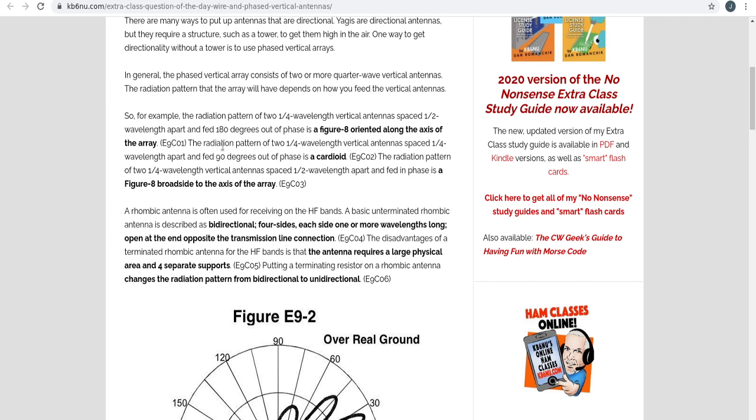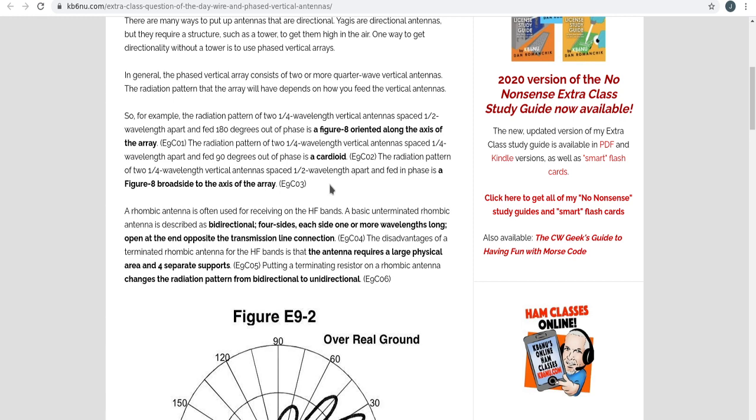If the radiation pattern of two quarter wavelength vertical antennas spaced a quarter wavelength apart, fed 90 degrees out of phase, is a cardioid, and that is one of the questions because I've seen that question before. And the radiation pattern of two quarter wavelength antennas spaced half wavelength apart and fed in phase is a figure 8 broadside.